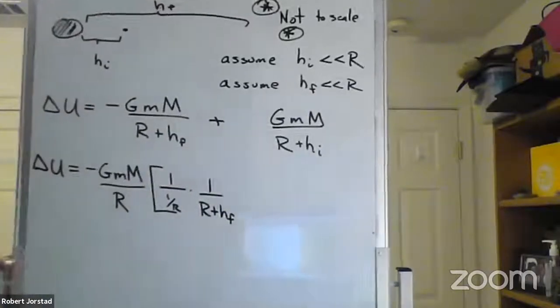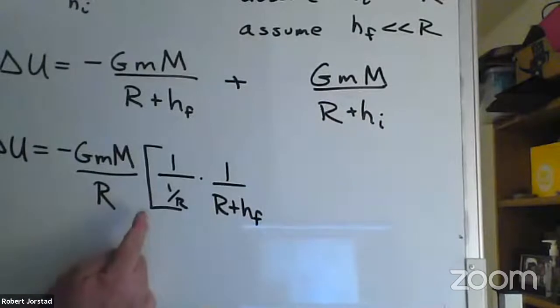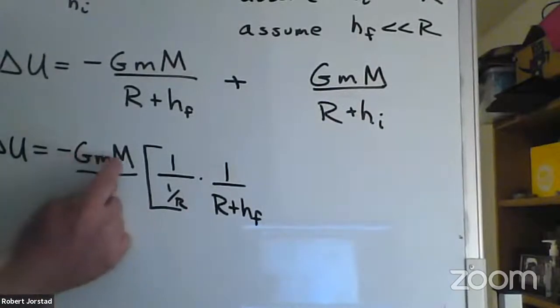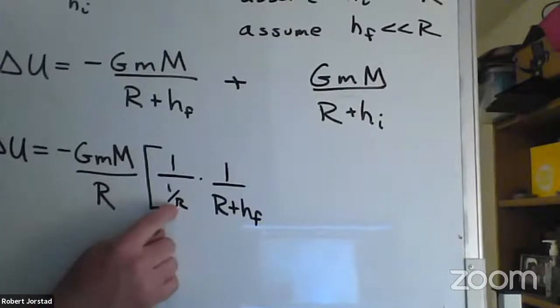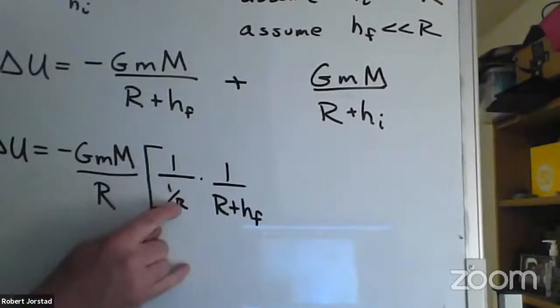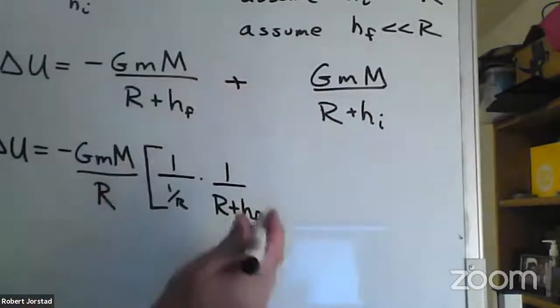All right, so check out what I did here. Multiply this through and make sure you feel confident. GMM over R with the negative sign. If I multiply that in here, notice I have this little 1 over R. This 1 over R term will cancel that. My minus sign's right there. And now this one has the opposite sign.